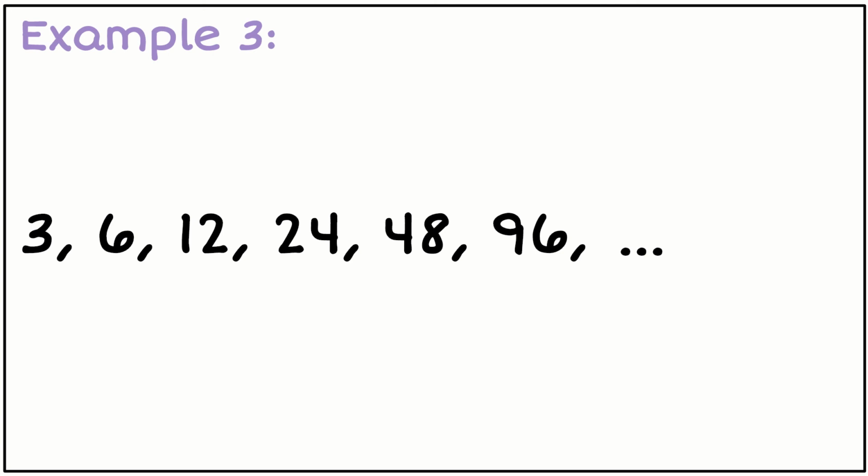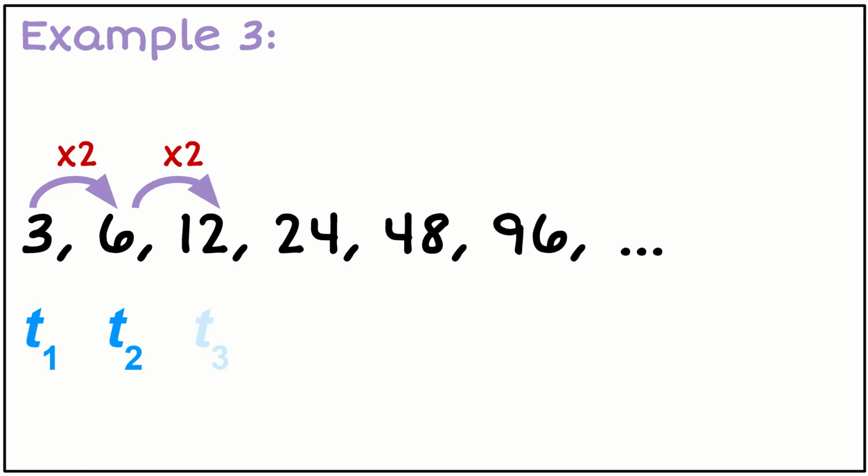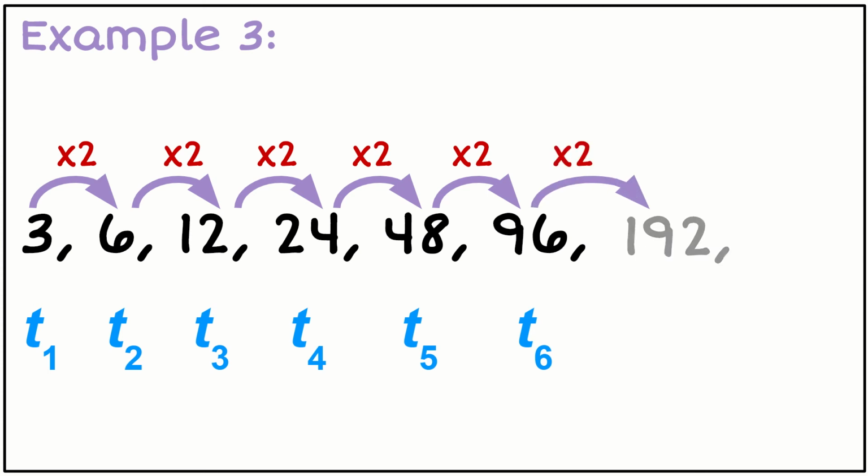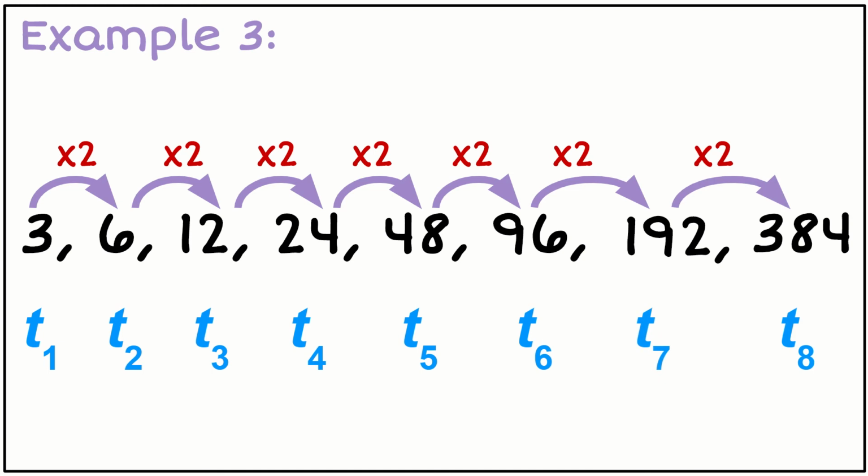Here is an example of a slightly different pattern. So for the first term, I am multiplying it by 2 to get to the second, and again by 2, and again by 2. So each term gets multiplied by 2 to get to the next value. So to find the next two numbers in the pattern, multiply by 2 gets me to 192, multiply by another 2 gets me to 384.